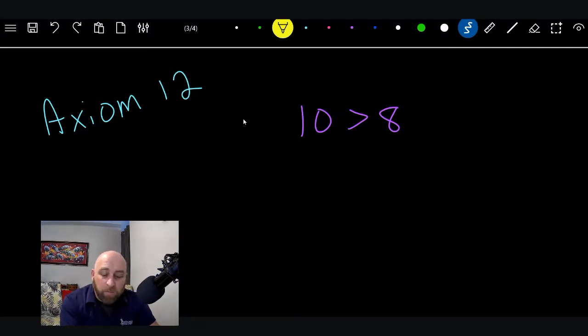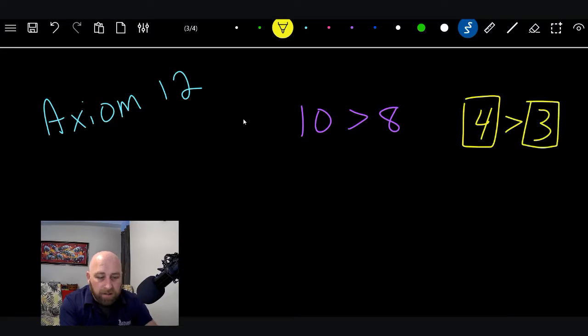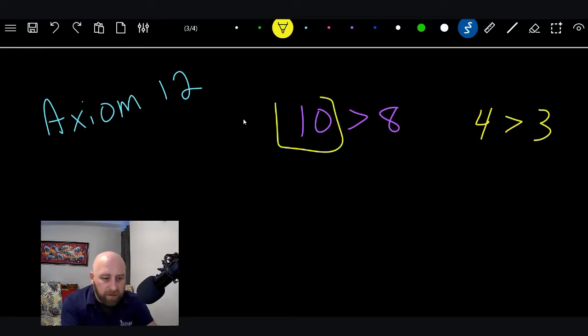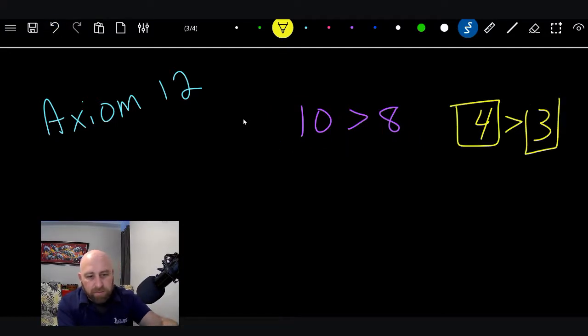And now this time we're going to add unequals of the same order. What does that mean? So let's add 4 to the 10, and let's add 3 to the 8. So we're adding a bigger one here, and we're adding a smaller one here, just like we had it set up here. Bigger one first, smaller one second. So we're going to add unequals.